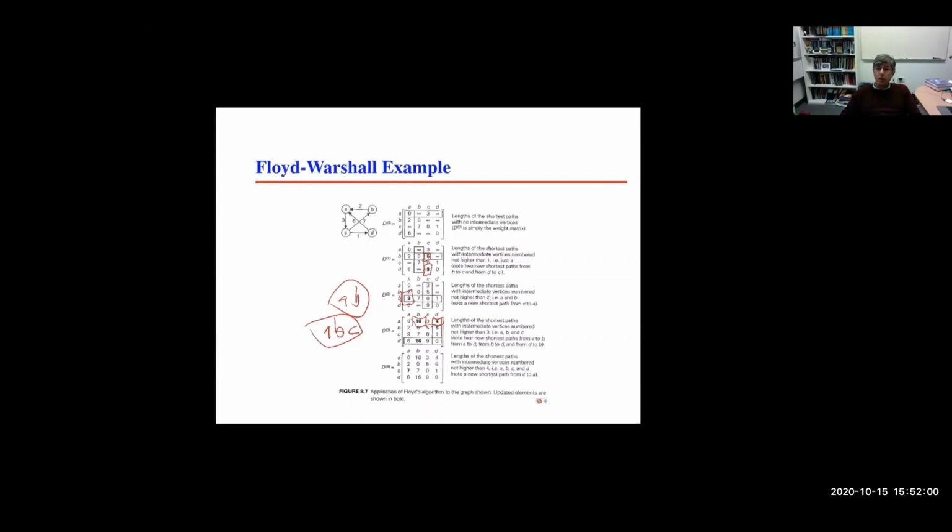Any questions? I encourage you to work through this and make sure you understand what this algorithm is doing. Any questions about finding shortest paths or Floyd's algorithm or any questions like that? Anybody? Okay. I do hope you will look at this.